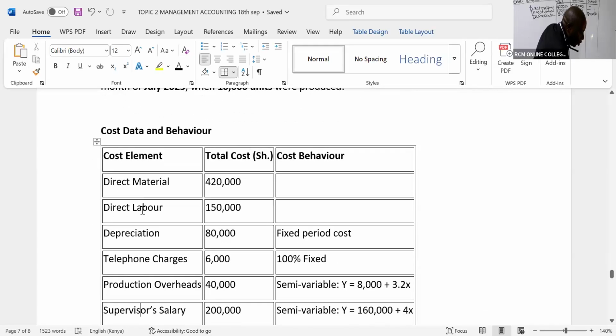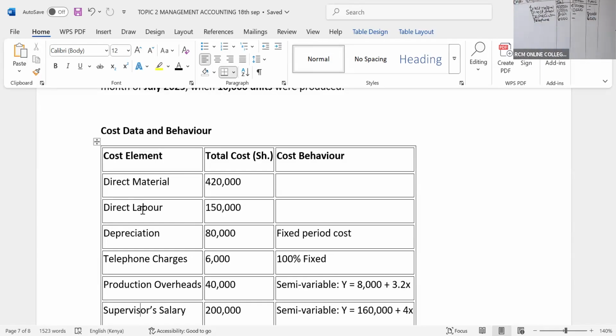All right. So then we take on the next item. The next item is called telephone charges. So we have the telephone cost. The total figure is 6,000, and they have guided us very well. They're telling us everything is fixed. So nothing there, 6,000 there.